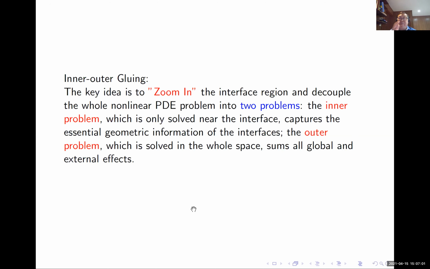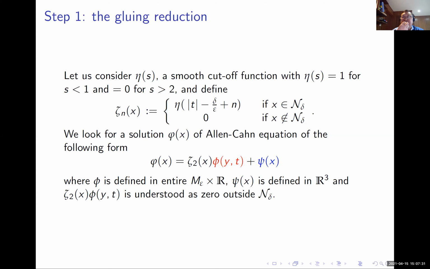So as I said before, the inner-outer gluing is to zoom in on the interface. We divide the problem into two problems. For the inner problem, I only take care of the interface, the problem near the interface, and then there's the outer problem, which takes care of everything else. So this is the inner-outer gluing. We're going to use some cutoff function and artificially introduce two problems: one is the inner problem and one is the outer problem.